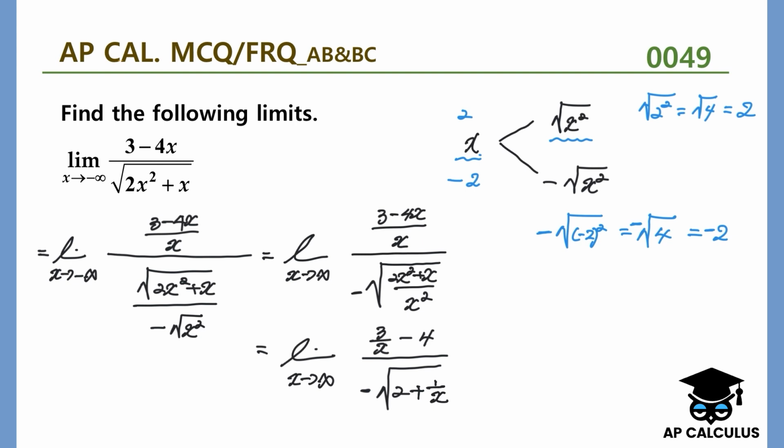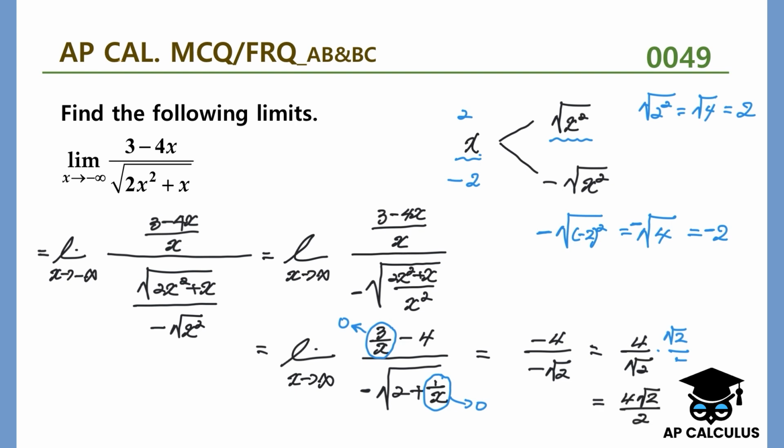So as x approaches negative infinity, this expression approaches 0. 3 over infinity, that approaches 0, right? 1 over x, that approaches 0, right? 1 over negative infinity approaches 0. So that is equal to negative 4 over negative square root of 2, which is equal to positive 4 over square root of 2, right? If we rationalize this, multiply by square root of 2 here. So that's 4 root 2 over 2. That's going to be 2 root 2.